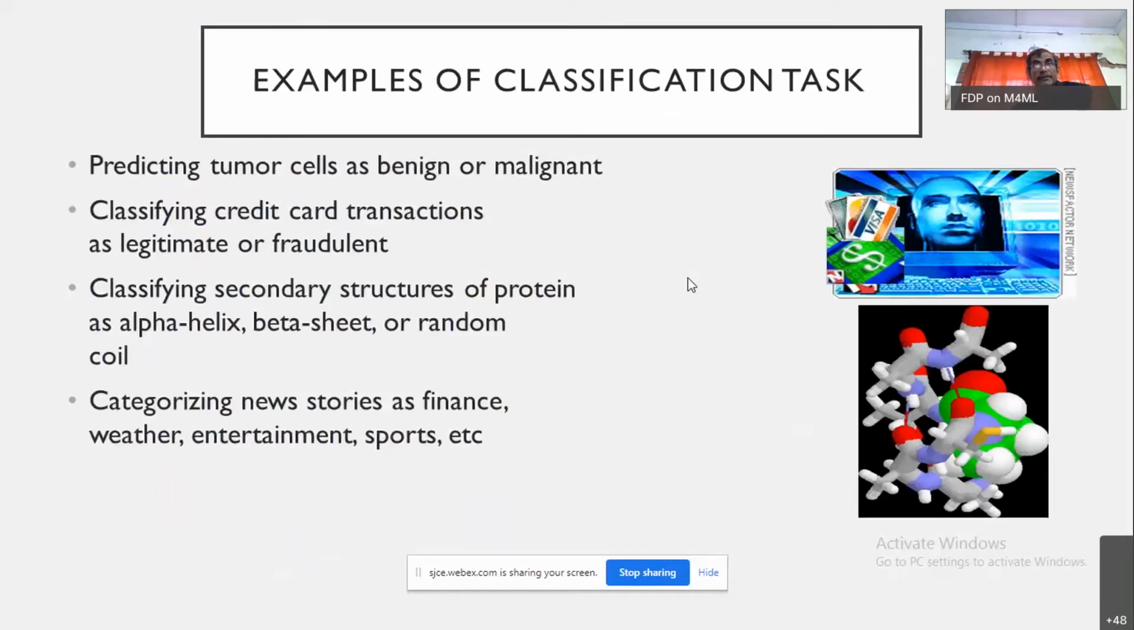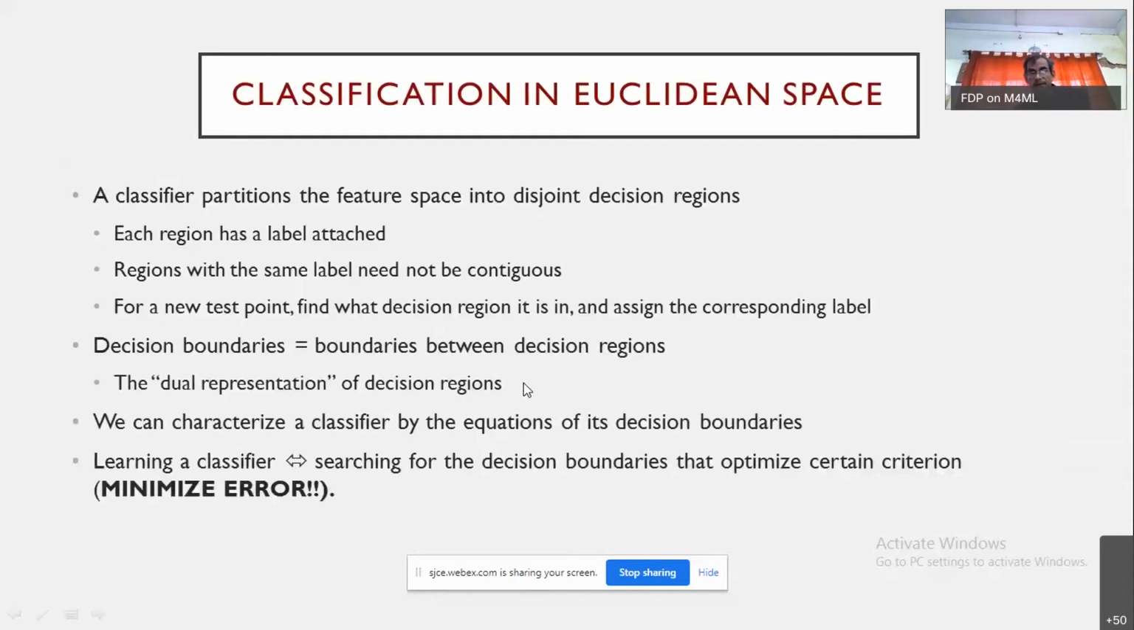Now, this sort of classification is being applied for any and every type of problem nowadays. Say predicting tumor cells, malignancy, classifying credit card transactions, whether it's a normal transaction or a fraud transaction, checking your login status, whether it's a fraud or an unwanted thing or spam, or you are the legitimate user. You want to classify protein structure, categorize news, say whether the news is finance related or weather related or entertainment or whatever it is. So all these are different classification systems.